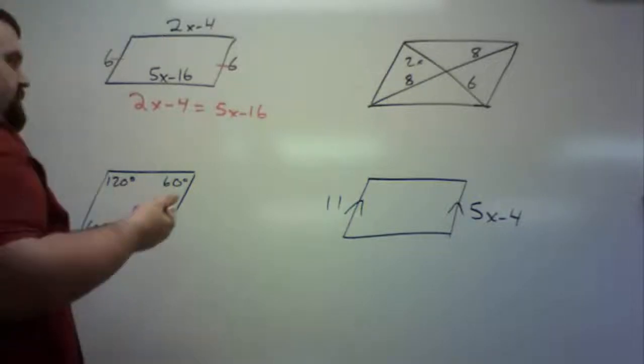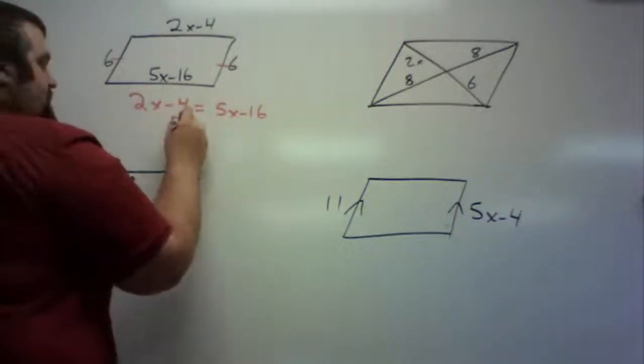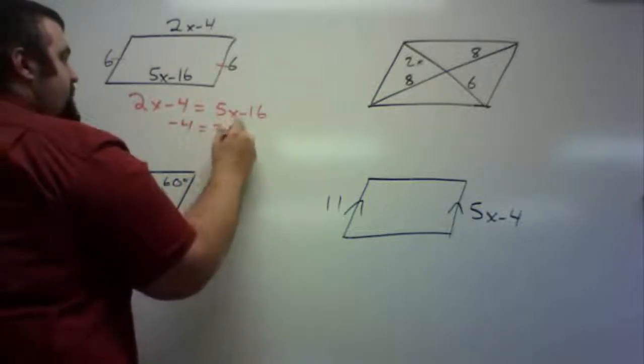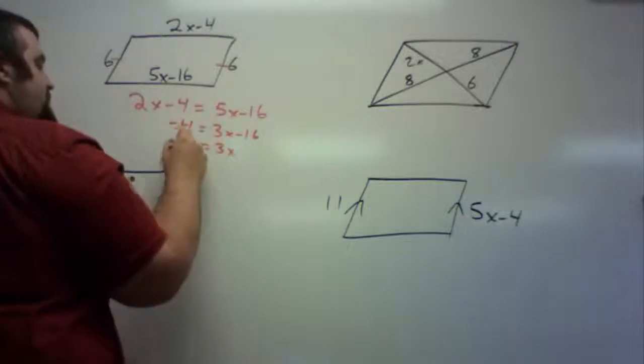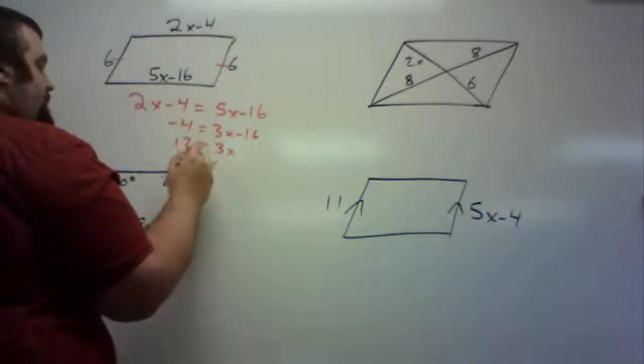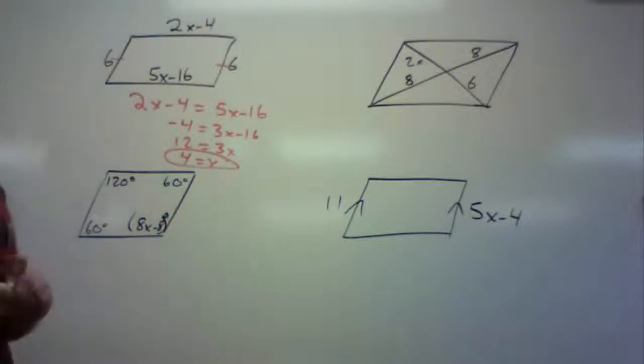For what value of x is a quadrilateral a parallelogram? Well, alright, so let's solve. Let's subtract 2x from both sides. Negative 4 equals 3x minus 16. Let's add 16 to both sides. I get 3x to be equal to 12. Divide by 3 to both sides. I get x to be 4. And there we go. Yep, that's the value that will make it the same.